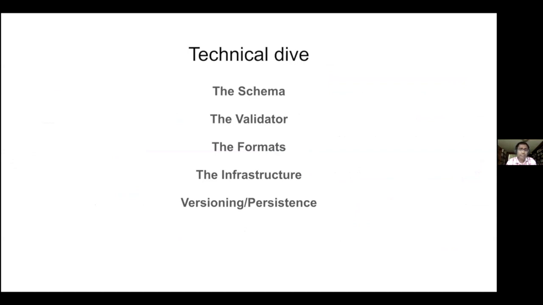And while I have it in this order, where we will go through the schema, the validator, the formats, the infrastructure, and thoughts on versioning and persistence that we have implemented, there is no perfect order to this. I've chosen an order that allows me to talk through different components in a somewhat logical manner, but because these things are intricately connected, one could almost start from any one of these other points and go through it. But we'll take it as it is.